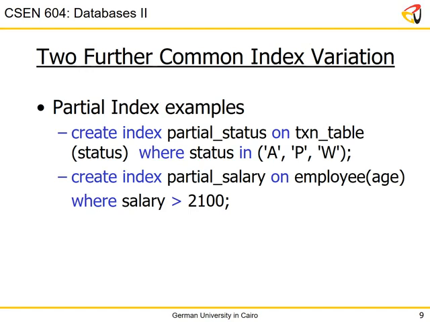Okay? Another example here in the next line: create index partial salary on employee age where salary is greater than 2,100. So I'm going to create an index called partial salary on the column age inside the employee table. But my condition is that the salary of the employee is going to be greater than 2,100. So any employee whose salary is greater than 2,100, I will retrieve that row, retrieve the age, and insert that into the index. But any employee who is earning less than 2,100, I will not insert his age into the index.